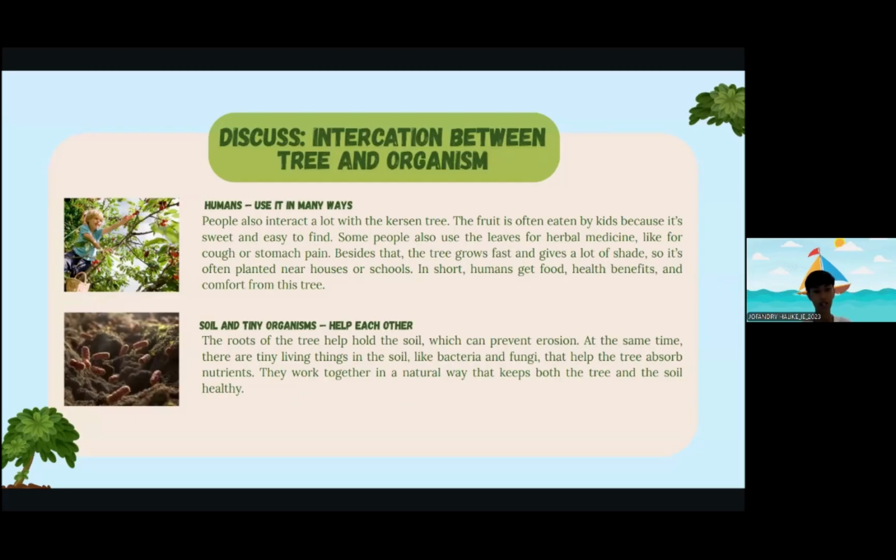Next is soil and tiny organisms. They help each other. The roots of the tree help hold the soil, which can prevent erosion. At the same time, there are tiny living things in the soil, like bacteria and fungi, that help the tree absorb nutrition. They work together in a natural way that keeps both the tree and the soil healthy.